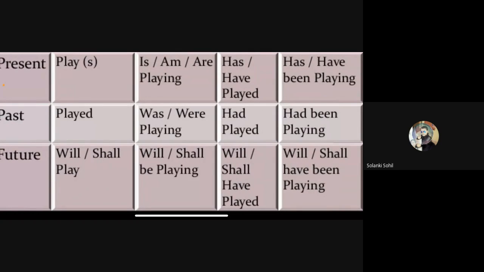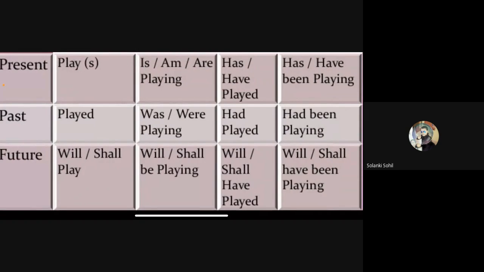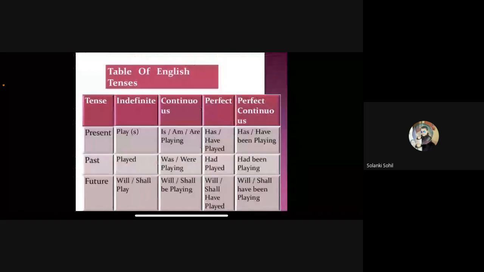So in short, you have to remember whenever you are writing perfect continuous tense, have been or had been plus ing is compulsory over there. So if I ask you to identify the tenses, can you identify the tenses from the sentences?